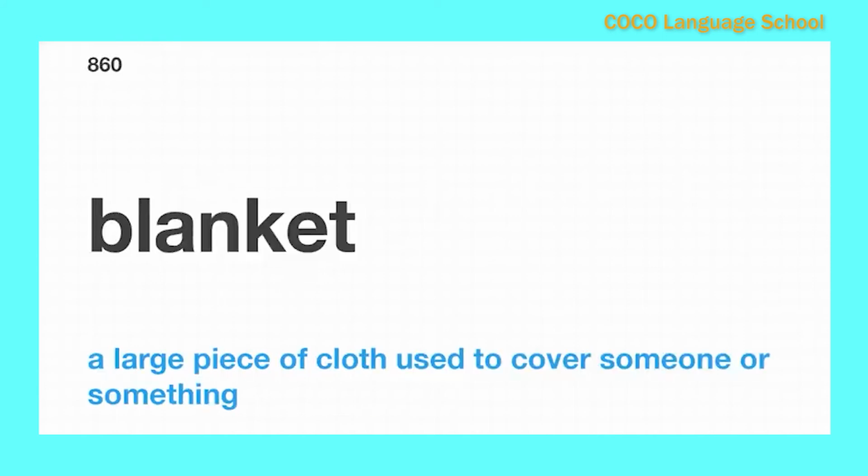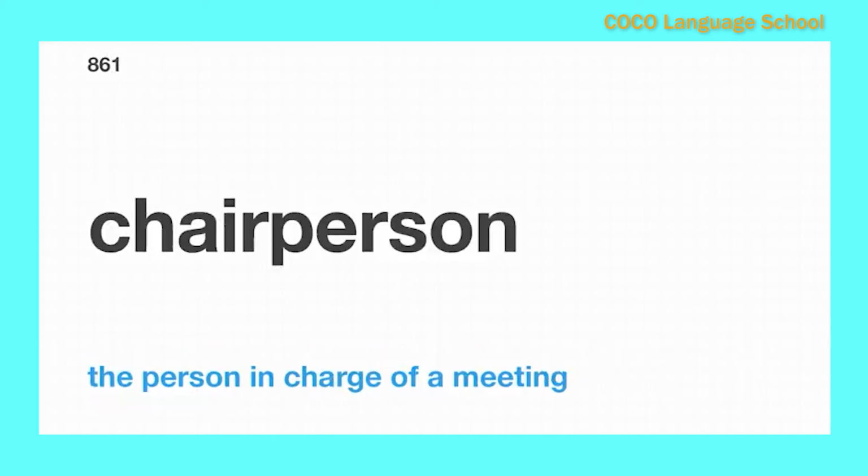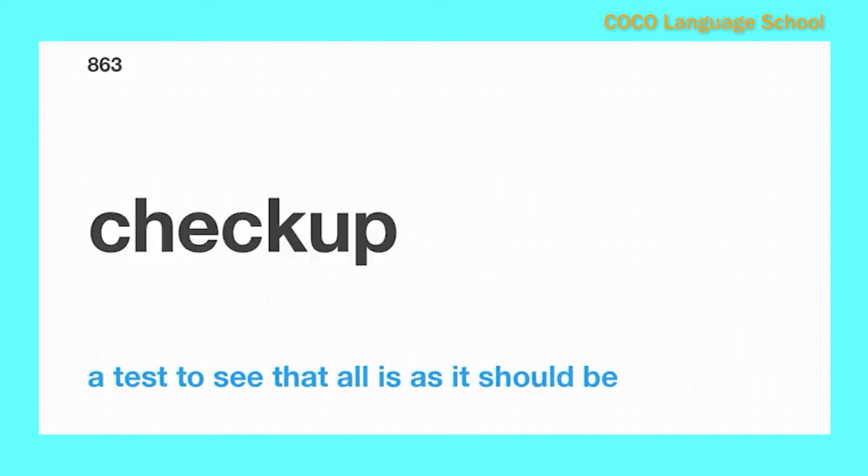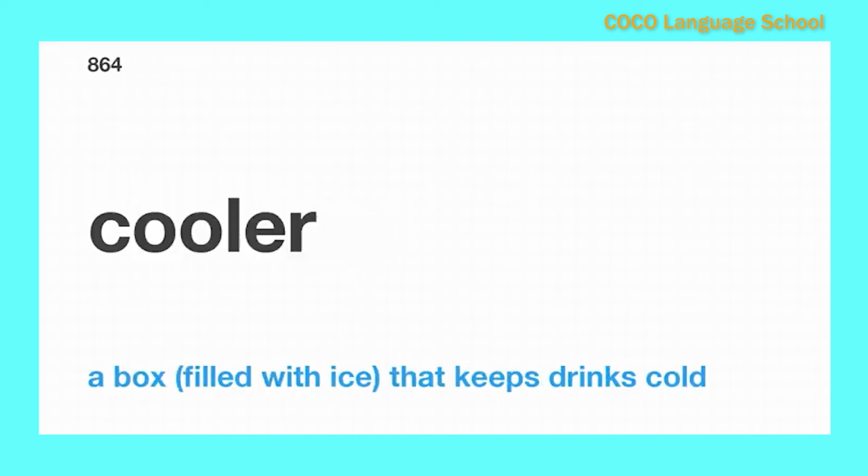A large piece of cloth used to cover someone or something. Blanket. The person in charge of a meeting. Chairperson. Giving free money or help of some kind to someone who needs it. Charitable. A test to see that all is as it should be. Check up. A box, filled with ice, that keeps drinks cold. Cooler.